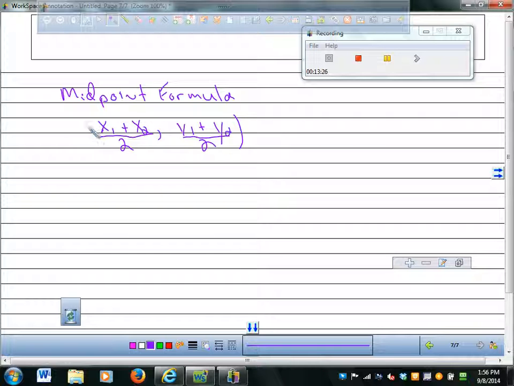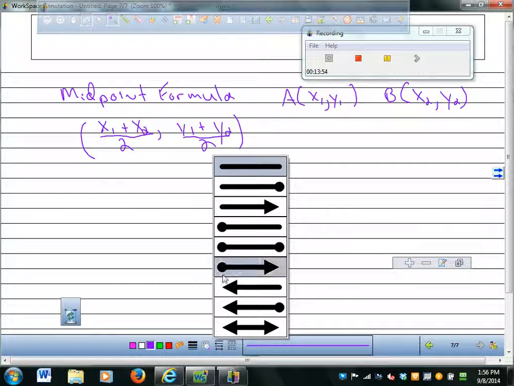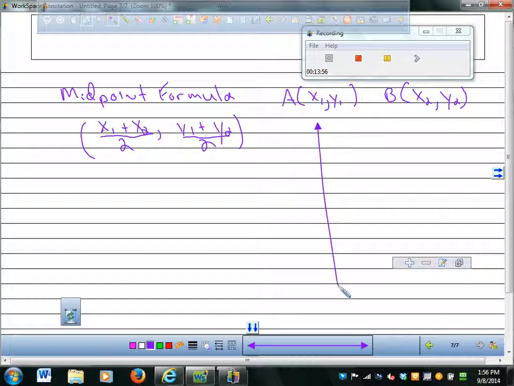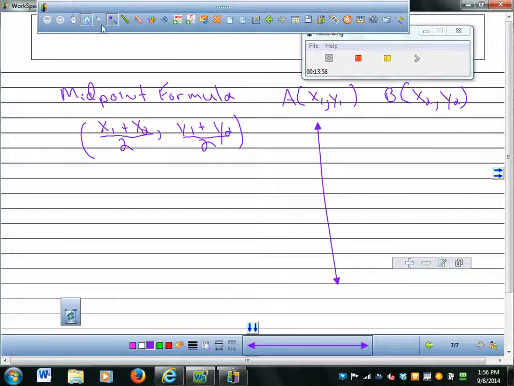So if you have two points, point A, which has coordinates x1, y1, and point B, which has coordinates x2, y2, then the way you find the midpoint between those two points is adding up the x's and taking the average, adding up the y's and taking the average. For example, say I have an xy axis. Oh, that's bad. Why did that come out crooked?